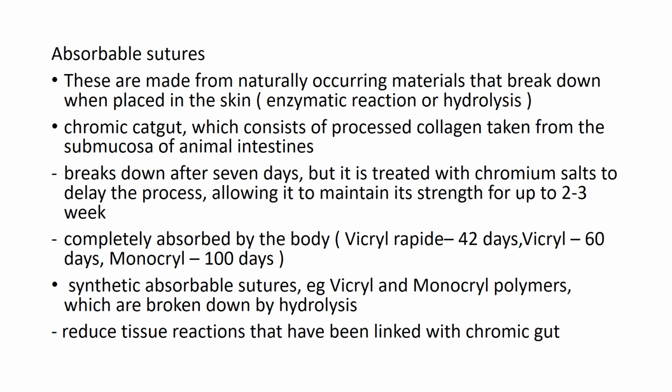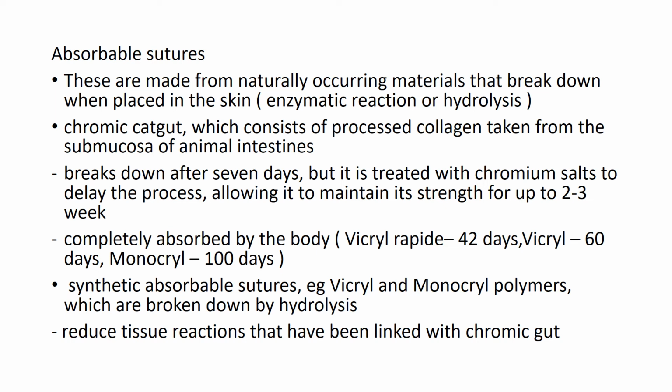So let's look at the absorbable suture. These are made from naturally occurring material that break down when placed in the skin. The breakdown process is by enzymatic reaction or hydrolysis. Example is chromic catgut, which consists of processed collagen taken from the submucosa of animal intestine. Chromic gut breaks down after 7 days, but it is treated with chromium salts to delay the breakdown process, allowing it to maintain its strength for up to 2 to 3 weeks.